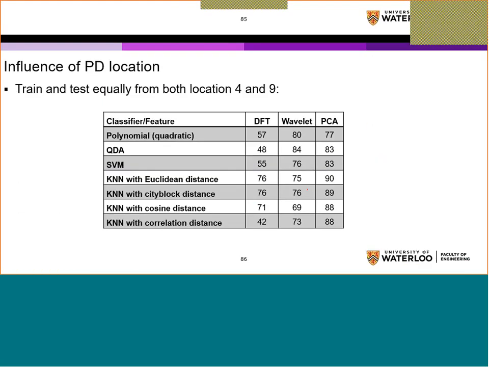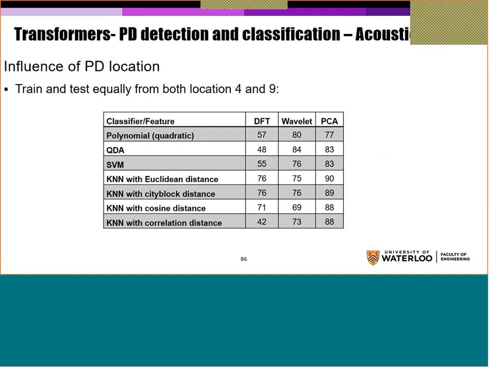So what we did here, we mixed them. We mixed location 4 and 9 together, and then we went back to close to the 90 range. So this tells us that the classifier has to be well trained at different positions, which will limit the practicality of using this.